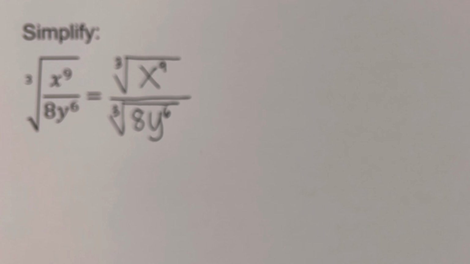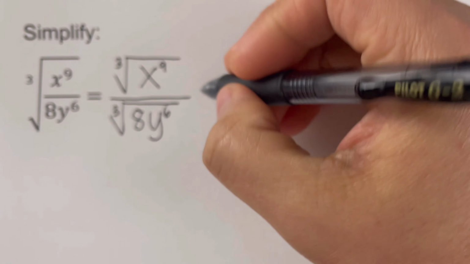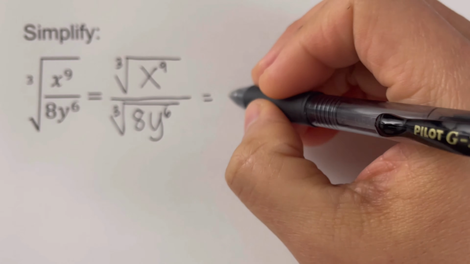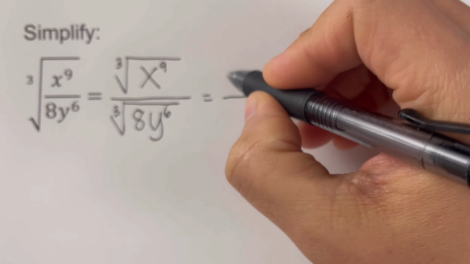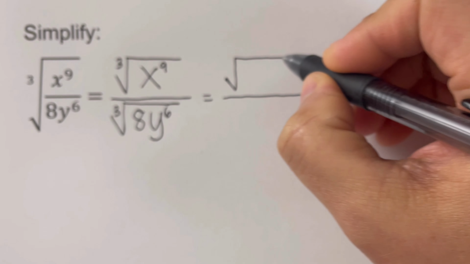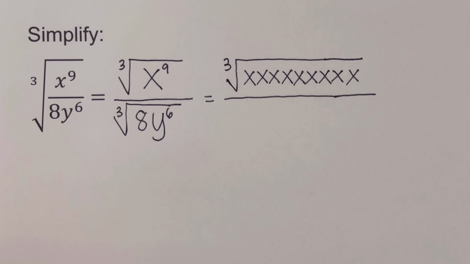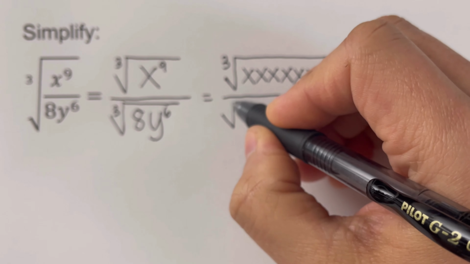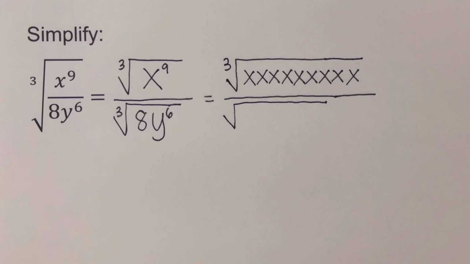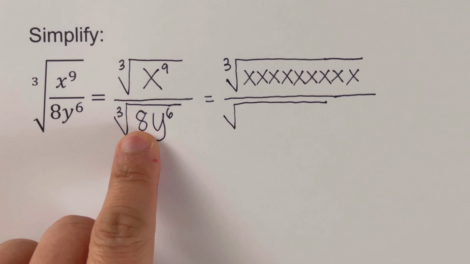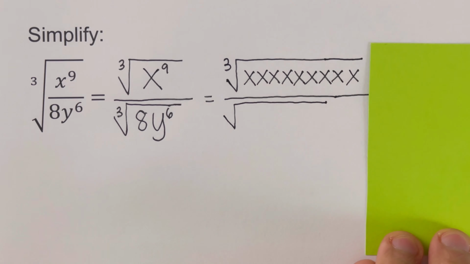So what we would do next here is to expand the given expression. So what I would do is I will expand this first one right here, the one on top. So I'm going to go ahead and write 9x's. And then I am going to expand as well the denominator. We are going to expand first the 8 to its prime factor. So I'm going to go ahead and show that work on the side here.